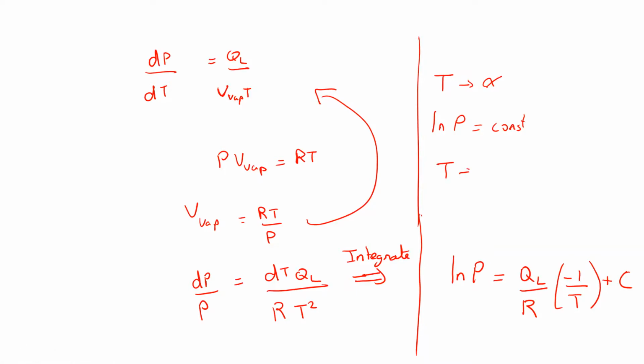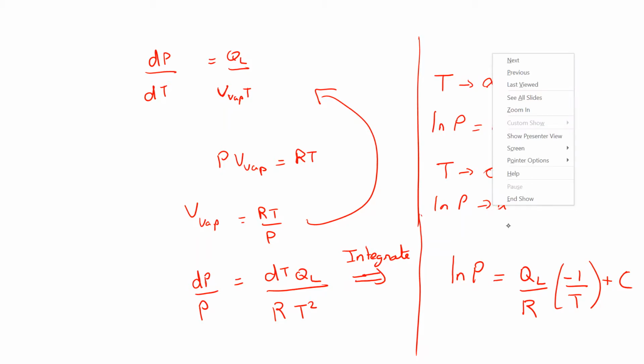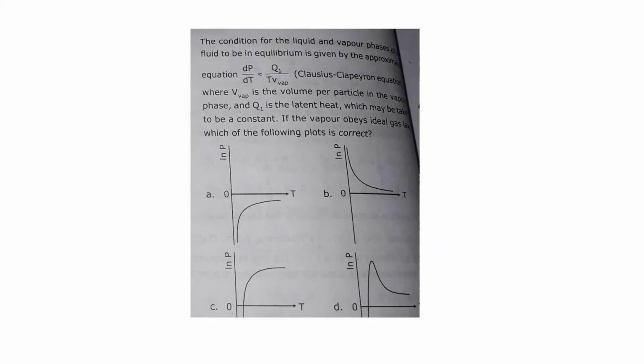And when T is going to 0, ln of P will asymptotically go to minus infinity. So therefore the right graph for this equation is given by A. So as T is going to 0, ln of P is going to minus infinity.